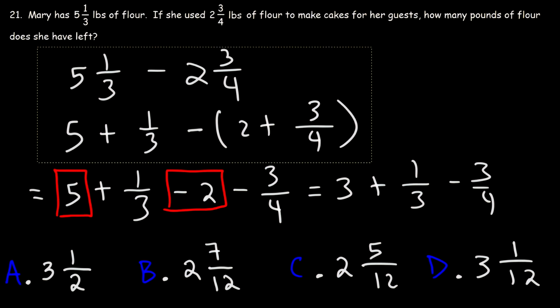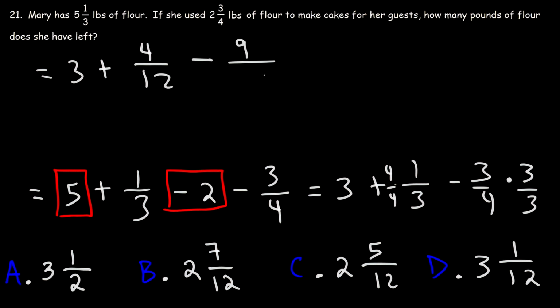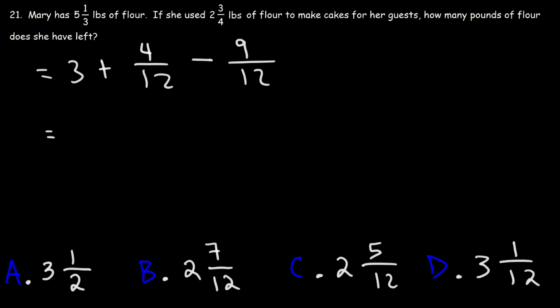So the next thing that we need to do at this point is combine these two fractions. So we need to get common denominators. I'm going to multiply the second fraction by 3 over 3 and the first one by 4 over 4. This will give me a common denominator of 12. So it's 3 plus 4 over 12 minus 3 times 3 is 9. So now we have 9 over 12. 4 minus 9 is negative 5. So I have 3 minus 5 over 12.